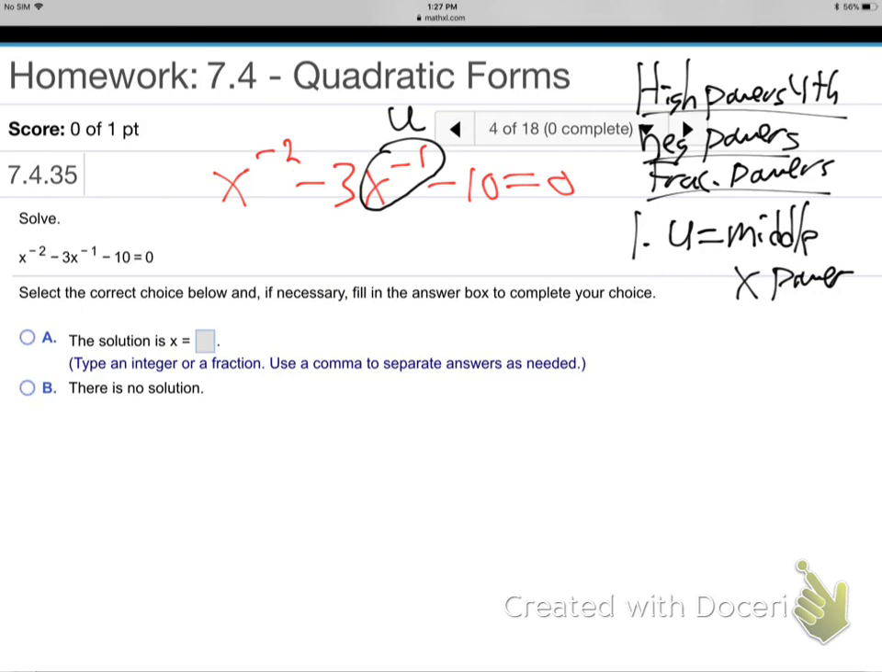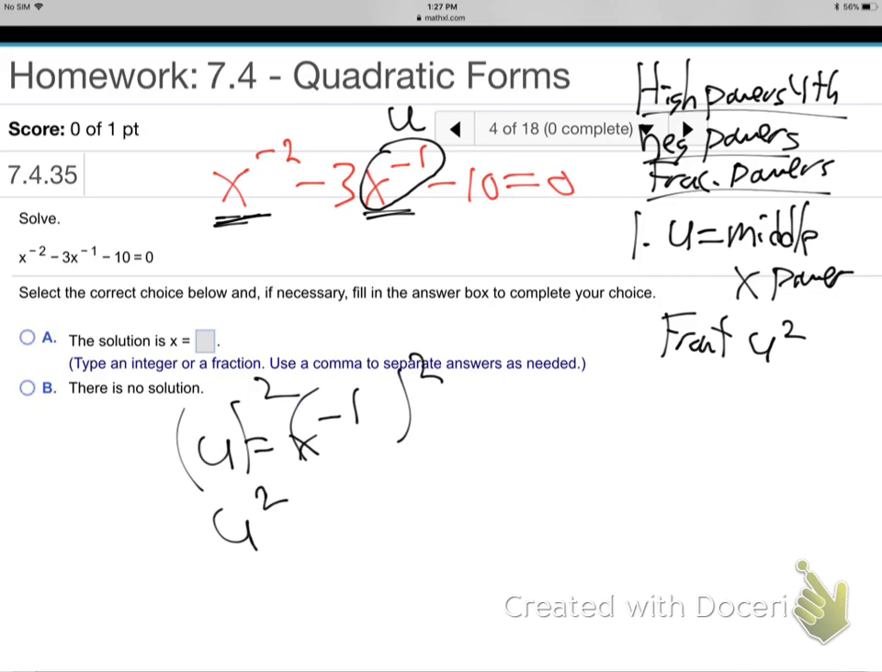The actor is just going to come in and take the role of the x to the minus 1. That makes sense? The rest of the stuff is still there. And then the front will become u squared. Why? Because it's twice as big. See how minus 2 is twice as big as minus 1? So if u is x to the minus 1, square both sides. u squared will be x to the minus 2, won't it? So u squared is always the front.